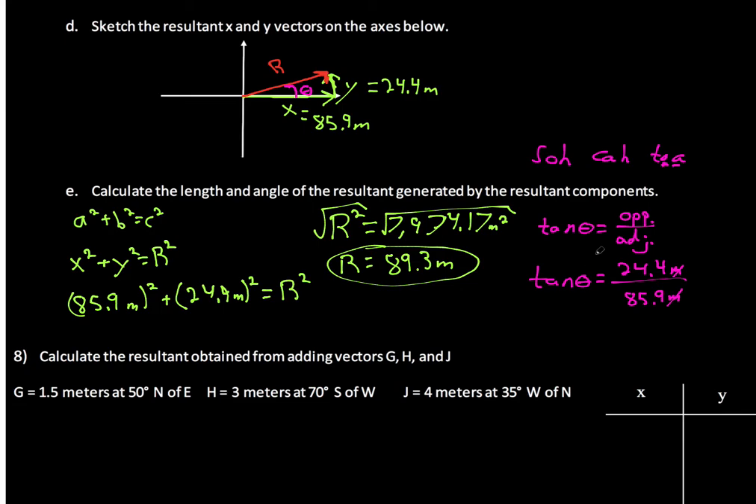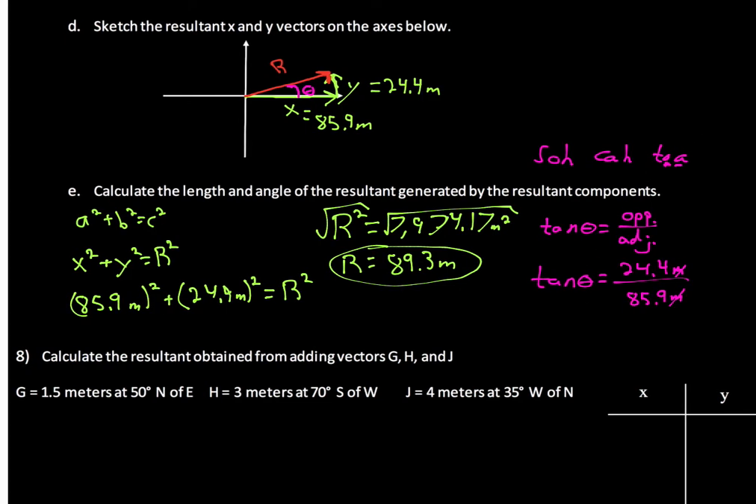My units cancel, that's good because I'm just looking for a number of degrees. So a lot of students at this point say, let me just divide the numbers and that's my answer. And if you did that, it would be wrong, because what would happen if I divide those numbers? Let's see what I get. 24.4 divided by 85.9 gets me 0.284, and you might be tempted to say, there's my angle. But that's the tangent of your angle, that's not your angle, really, yet.